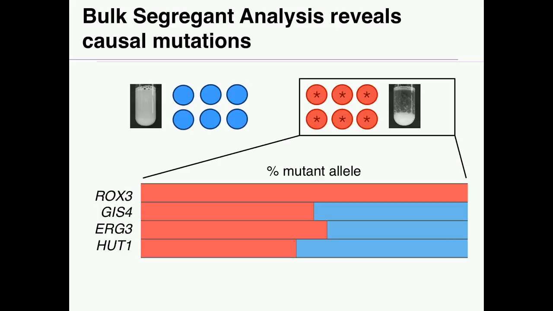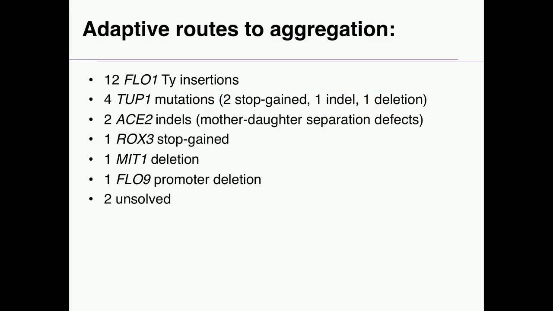So if we combine all of the data that we've acquired for these strains so far, I started preparing this talk with 2 unsolved of our 23 clones. I can actually say that within the last half hour, we have 1 unsolved, thanks to the hard work of one of my co-authors. And the most common adaptive route by far was this transposable element mutation in the promoter of flocculin gene Flo1. We saw that in 12 of our clones.